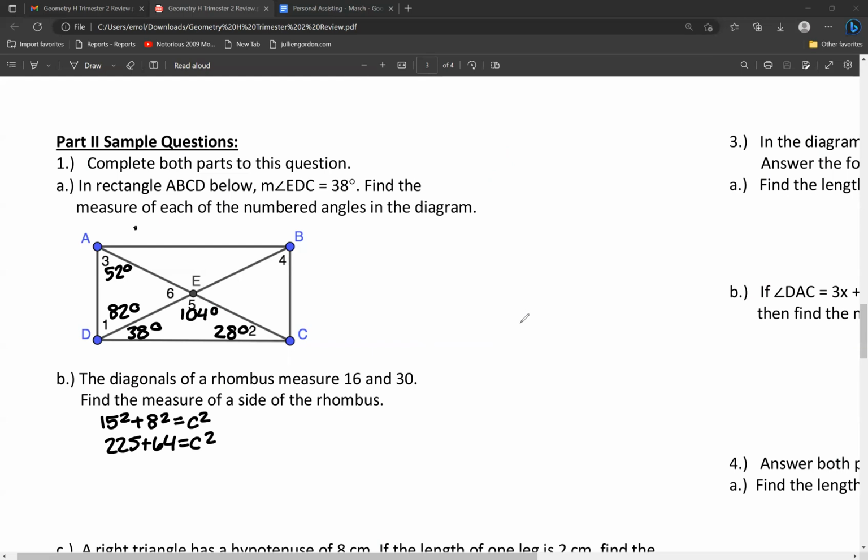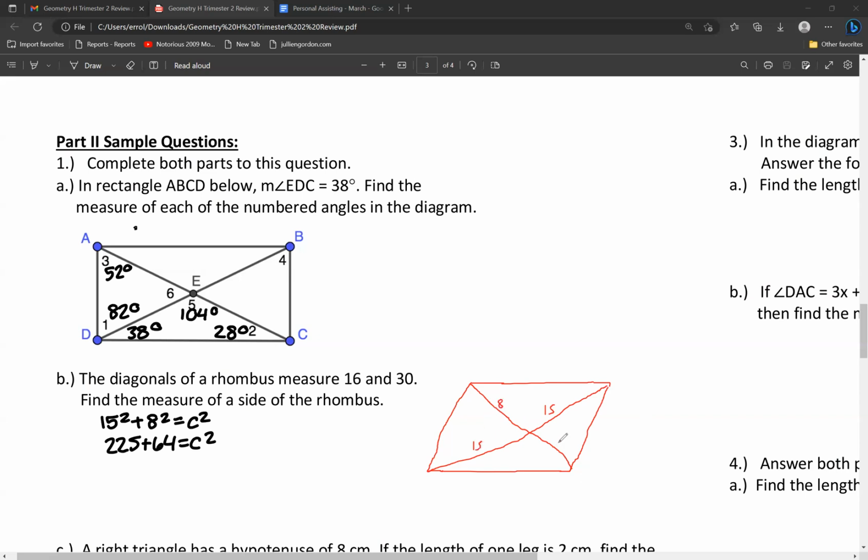It's like a slanted rectangle. Exactly. Slanted rectangle. So there's one side, something like this. Yeah. Okay. So the diagonals of a rhombus: here's one diagonal, and here's another diagonal. The diagonals of a rhombus measure 16 and 30. So let's say this is 15, this is 15, and this is 8.